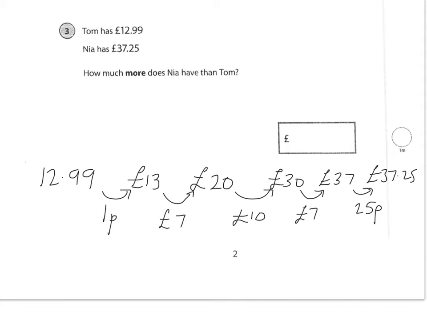So the total I've added on would come from these 5 numbers underneath, and what we can see is the £ amounts come to £24, and the pennies add up to 26 pence, giving me an answer of £24.26.